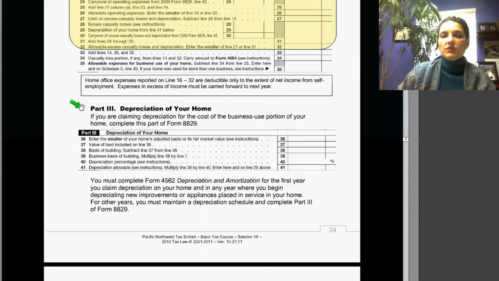Part 3, depreciation of your home. If you are claiming depreciation for the cost of the business use portion of your home, complete Part 3 of Form 8829. You must complete Form 4562, Depreciation and Amortization, for the first year you claim depreciation on your home, and anywhere where you begin depreciating new improvements or appliances placed in service in your home. For other years, you must maintain a depreciation schedule and complete Part 3 of Form 8829.